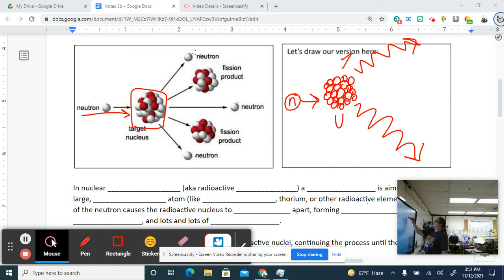But we do get neutrons. There's random free neutrons that are just flying around. And then we get two smaller atoms, barium and krypton, normally. All right, again, pause it if you need to, but I'm moving on.